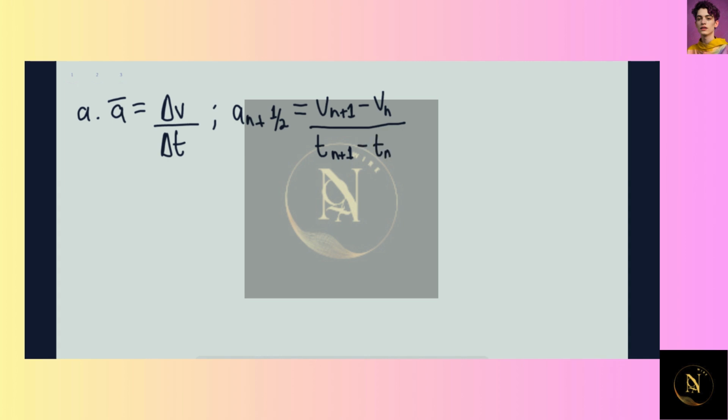So here for part A, we can say that the average acceleration for each interval would be calculated by the average acceleration equaling delta v divided by delta t. And we can say that this is going to be taken to be the acceleration at the midpoint of any time interval. So in the spreadsheet, we can say that a_(n+1/2) would be equal to v_(n+1) minus v_n divided by t_(n+1) minus t_n.